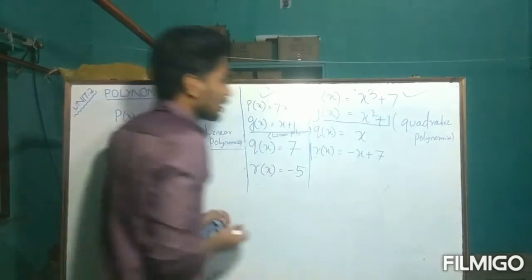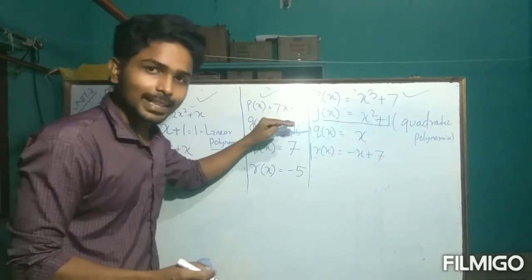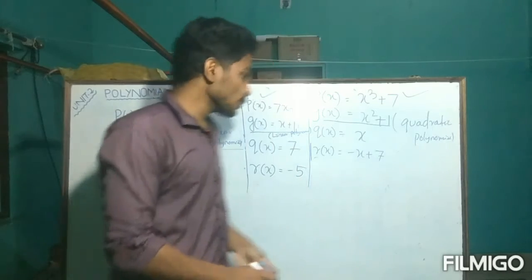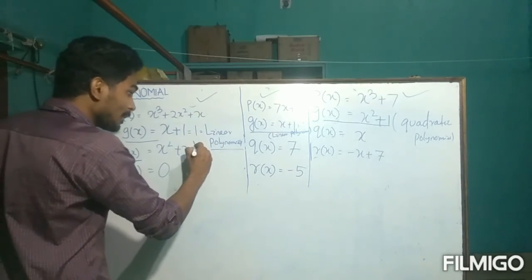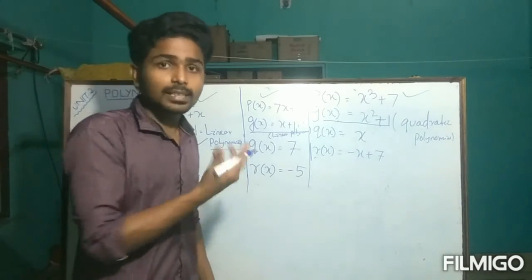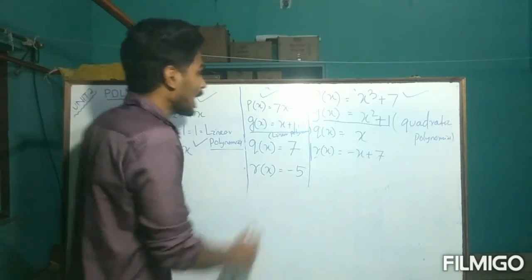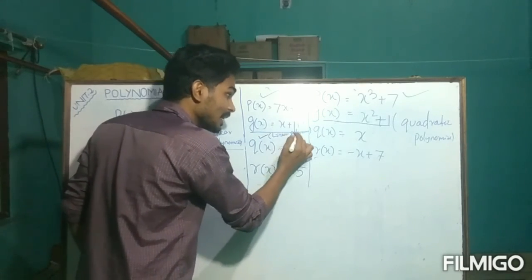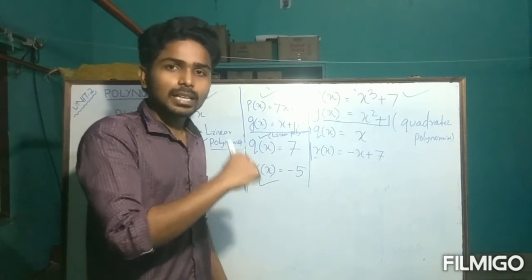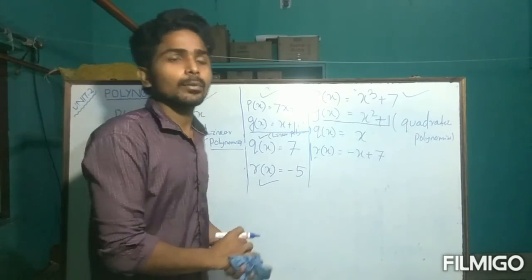Okay, so we find that for the first case, the divisor is linear. For the second case, the divisor is linear. But for the third case, the divisor is not linear, it is quadratic. So here you see, if the divisor is linear, the remainder will be 0. 0 is a constant or not? Yes, it is a constant. Though it is a zero polynomial, it is a constant. And here also, if the divisor is a linear polynomial, then the remainder is minus 5. Minus 5 is a constant or not? Yes, minus 5 is a constant polynomial. It is a non-zero constant polynomial.